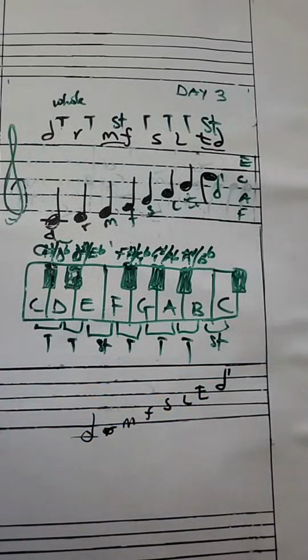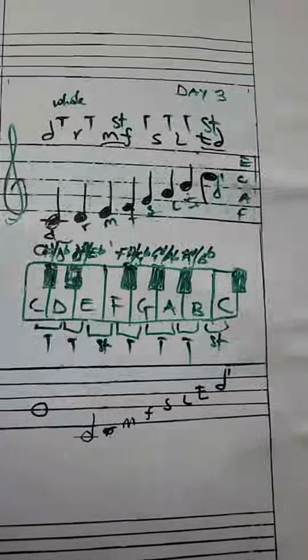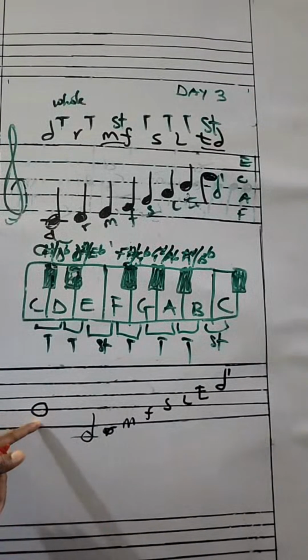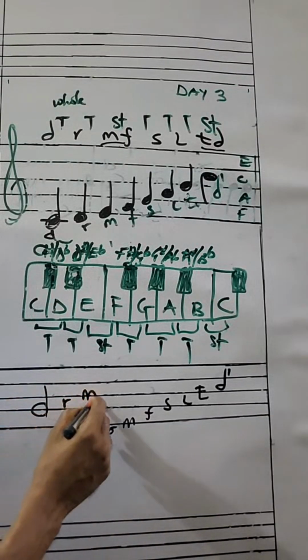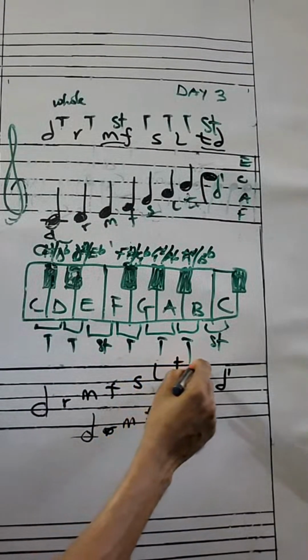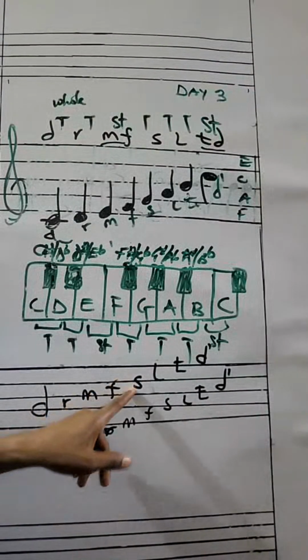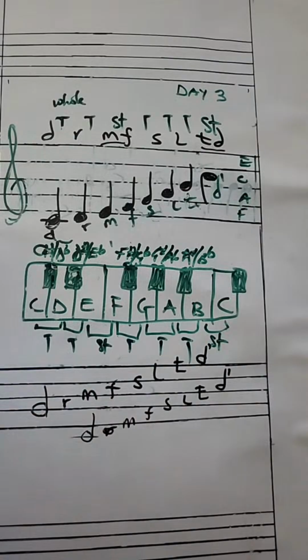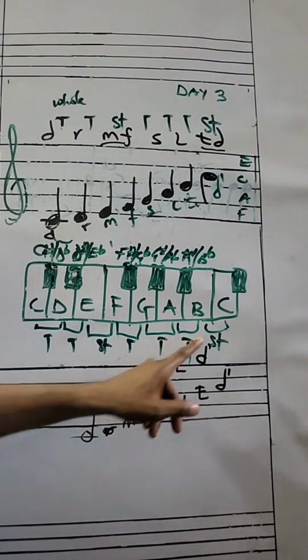If the song is in key G, that means my do is going to be here. My do is here. So this will be my do, re, mi, fa, sol, la, ti, and the high G will be my do. I want to believe we are understanding. Do, re, mi, fa, sol, la, ti, do. That is G, A, B, C, D, E, F, G.